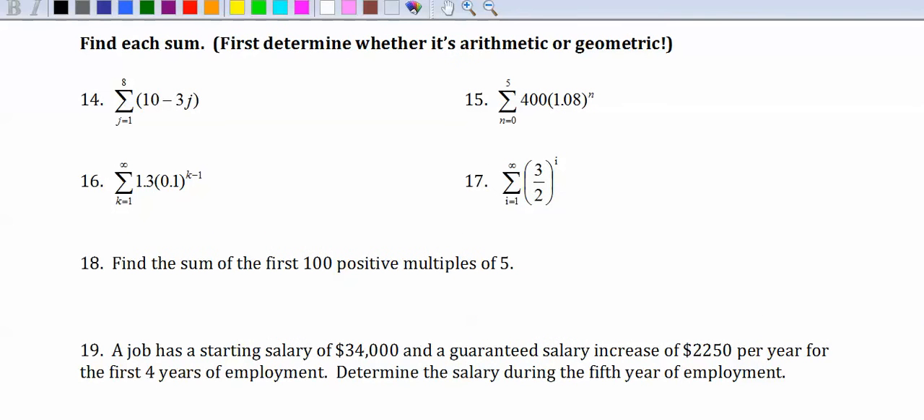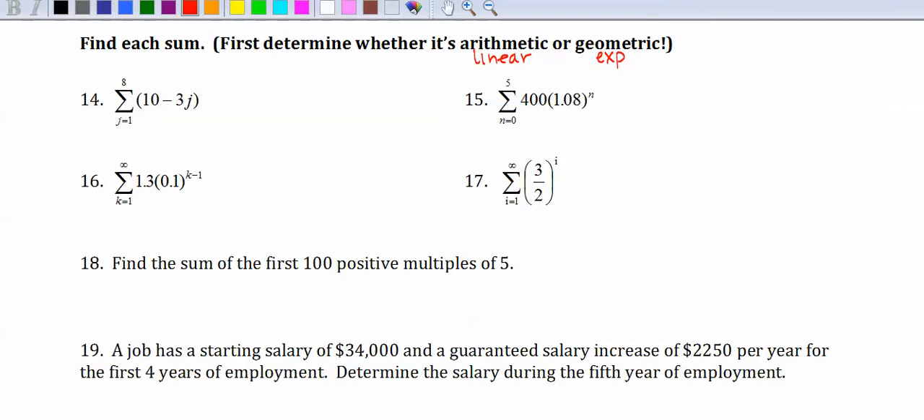Alrighty, last but not least, numbers 14 through 19. There's some sums now, so we're going to have to think through our sum formulas. For this first section, what I want to do first is figure out what type of sequence it is, as long as it's arithmetic or geometric. Remember again, for arithmetic we're looking for something linear, and for geometric we're looking for that exponential.